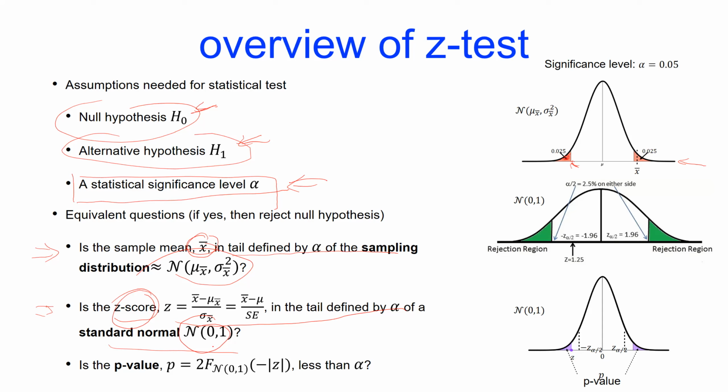So the third way to ask the same question is: is a p-value, calculated using this, less than alpha? This is what I referred to as unifying the language, making them comparable. All right. I hope everybody is clear about what this hypothesis test is trying to do. Any questions?